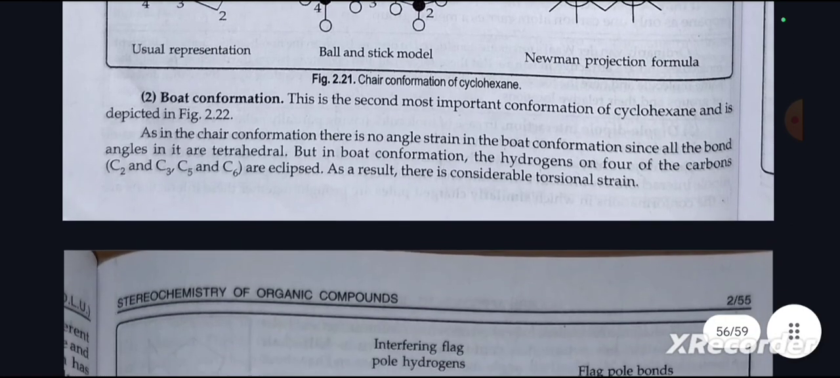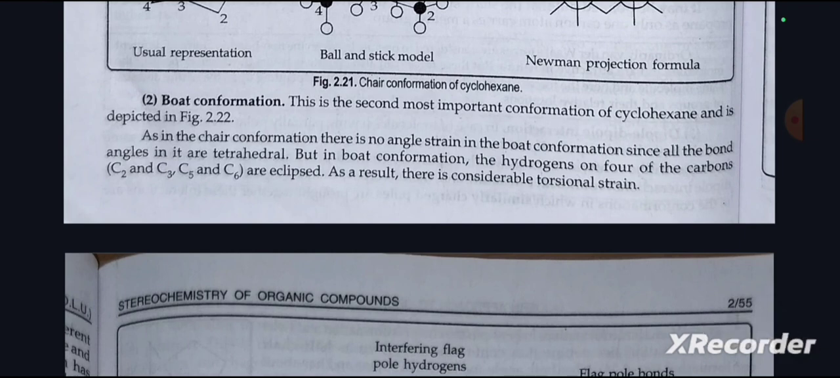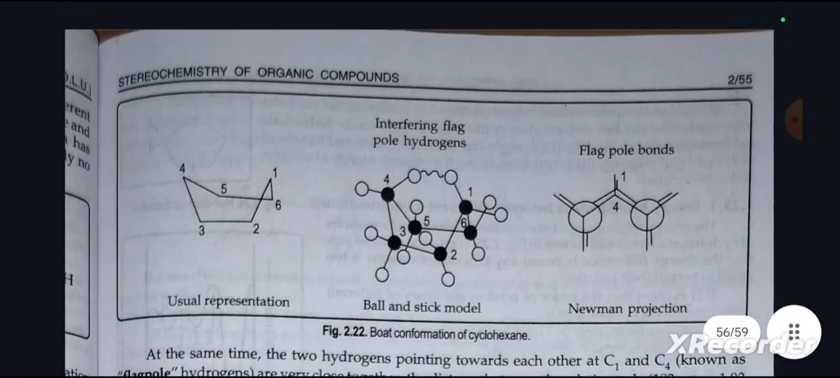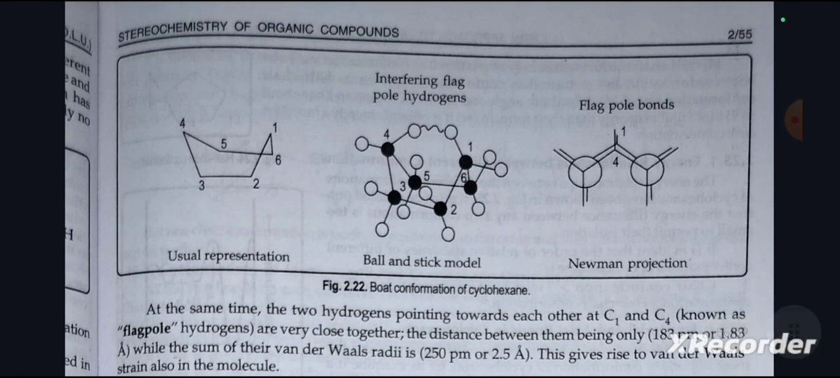Chair conformation of cyclohexane. Second, boat conformation. This is the second most important conformation of cyclohexane and is depicted in figure 2.22. As in the chair conformation, there is no angle strain in the boat conformation since all the bond angles in it are tetrahedral, but in the boat conformation, the hydrogens on four of the carbons, C2 and C3, C5 and C6, are eclipsed. As a result, there is a considerable torsional strain. Usual representation, ball and stick model.